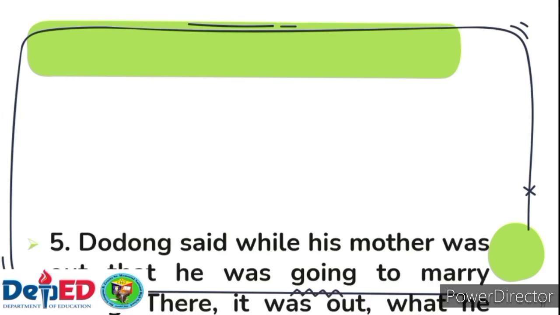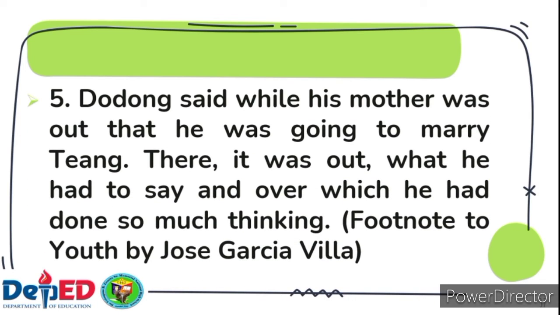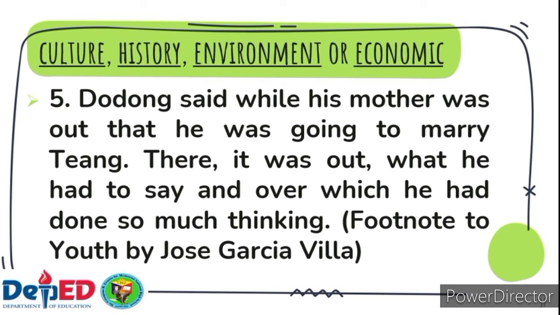And number 5. Dodong said while his mother was out that he was going to marry Tiang. There it was out, what he had to say and over which he had done so much thinking. From Footnote to Youth by Jose Garcia Villa. Is it culture, history, environment, or economic?